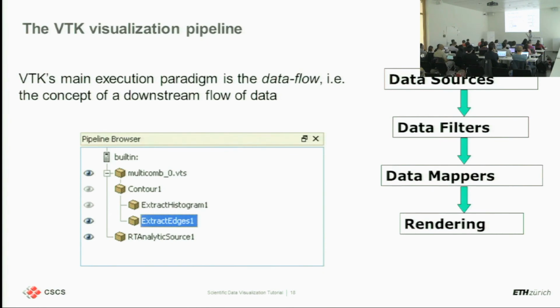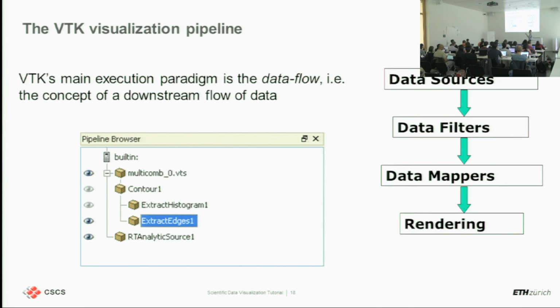In ParaView, this is the image we will have. So we will see the file name here, multicom. That's the very top of the pipeline. Here's an isosurface contour. And then here's a branch. You see, we can do a histogram. We can do edges. We can have multiple sources, etc.